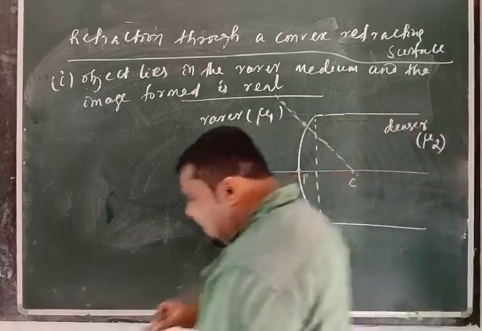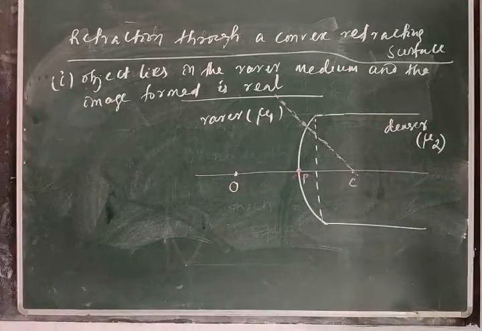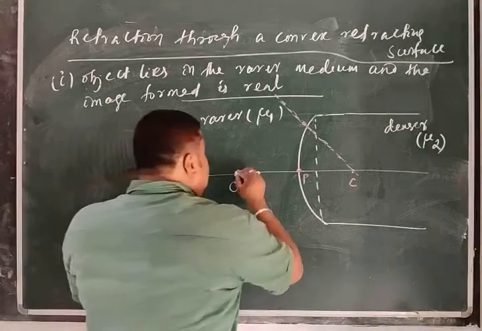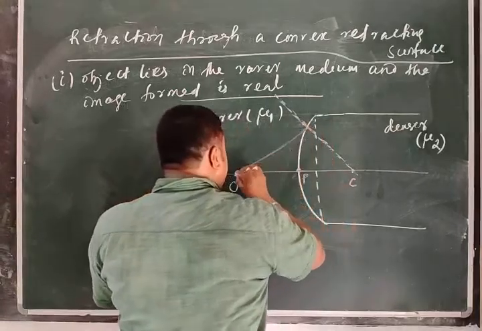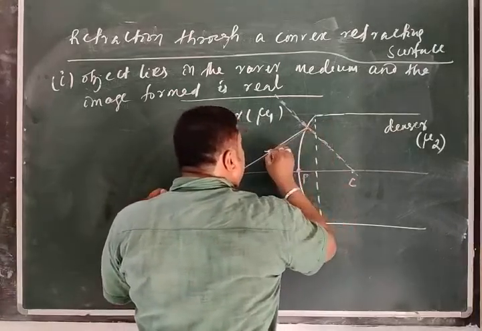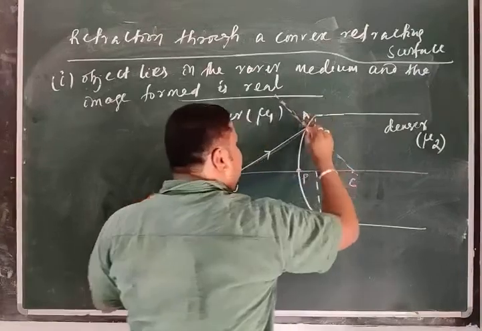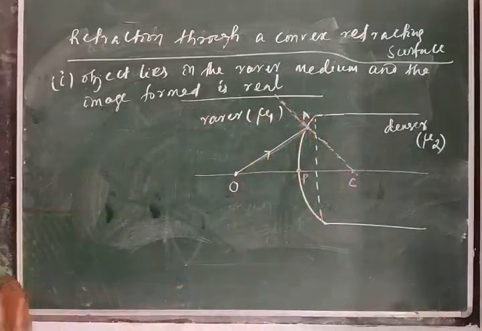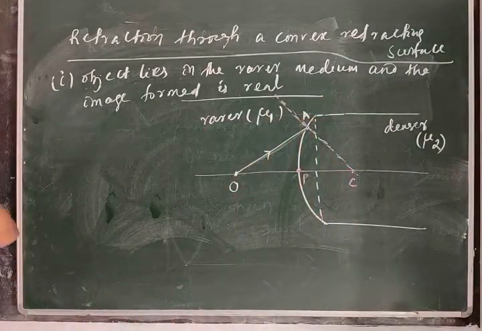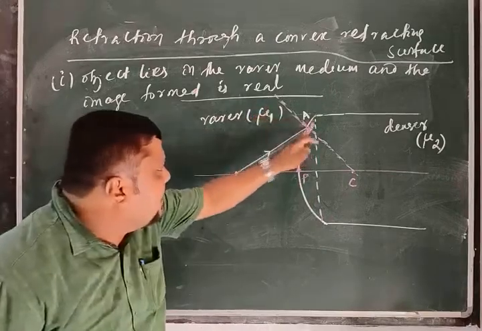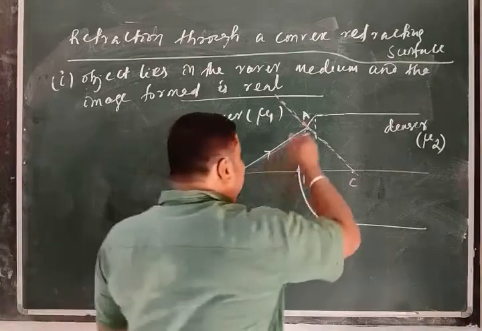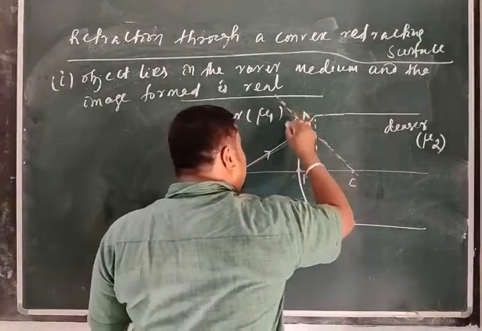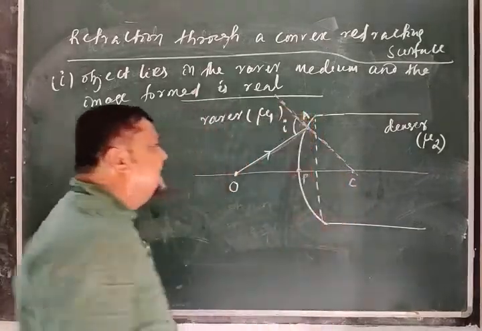Now let the object be in the rarer medium. This is the incident ray. OA is an incident ray which is incident on the convex refracting surface at the point of incidence. And what is the incident angle? The angle between the incident ray and the normal, that is I, the angle of incidence.